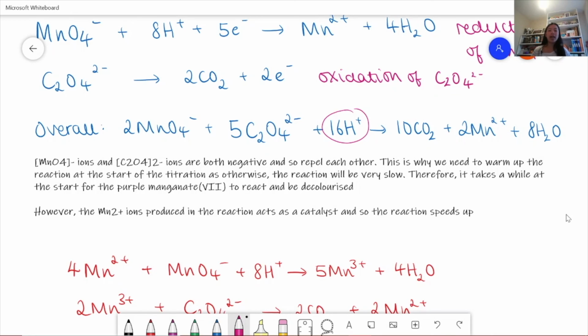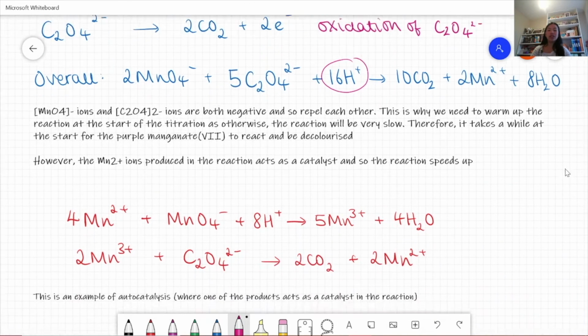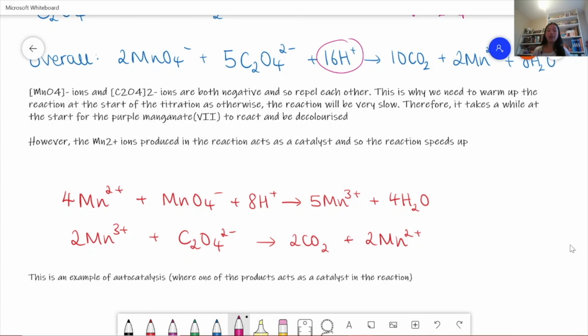And therefore, it takes a while at the start for the purple manganate 7 to react and be decolorized when it forms the Mn2+. And this is a really common exam question for this topic. So make sure you know why the reaction is rather slow at the beginning, because the 2 ions are both negative, so repel each other. However, the Mn2+ ions produced in the reaction act as catalysts, and so the reaction speeds up.